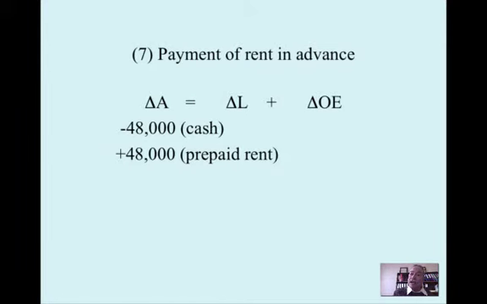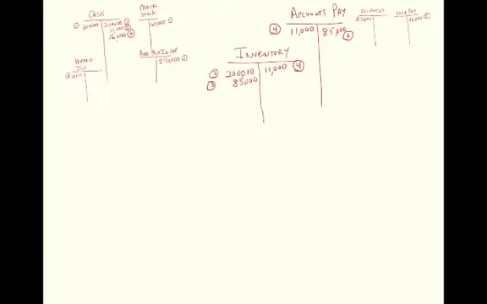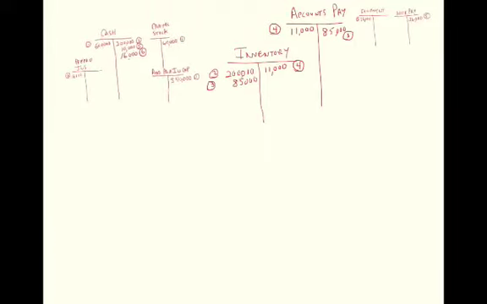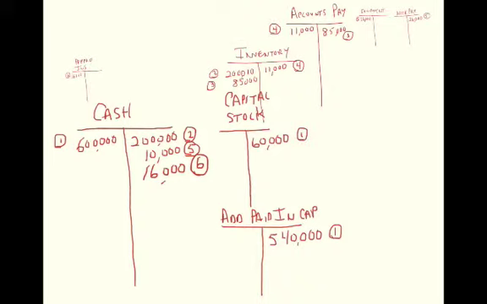Again, changing the mix on the left-hand side, not changing anything on the right-hand side. In the journal entry, again, a credit to cash because we're decreasing the cash, and a debit to prepaid rent. And there's our journal entry there. We have a credit to cash for $48,000. Let's bring this down here. A credit to cash for $48,000 in number 7.